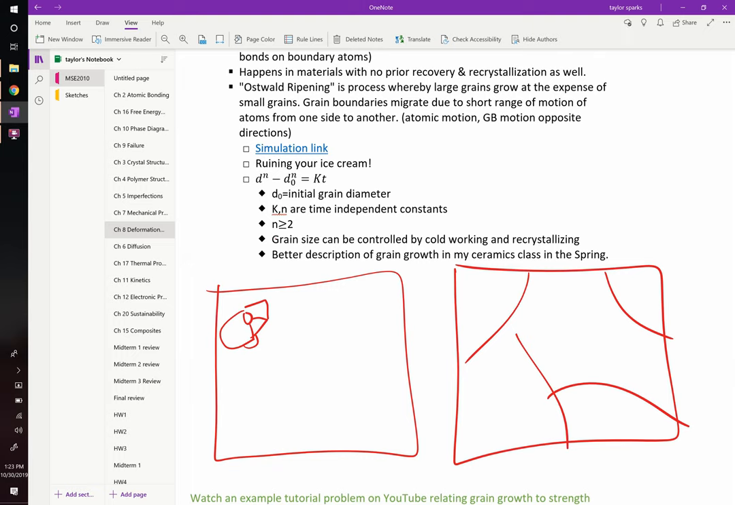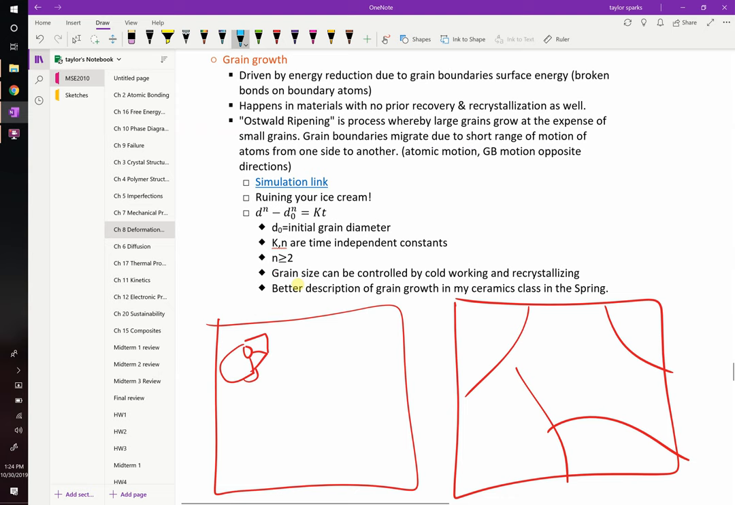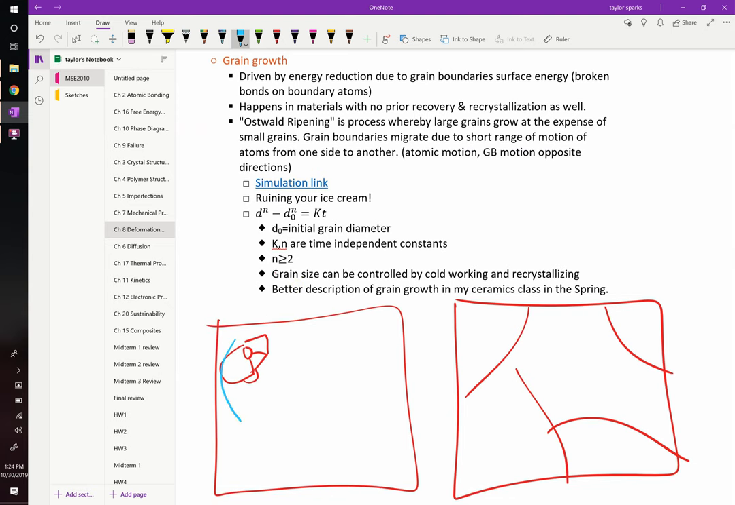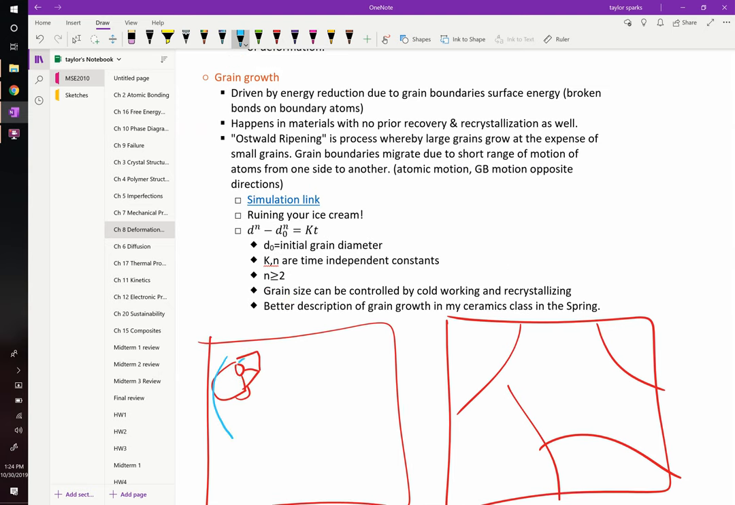Now, why does that happen? Why on earth does that happen? If you take a ceramics class, you'll learn a lot more about it. But the main idea is this. If you look at the radius of curvature here, like if we were to zoom in and try and draw that radius of curvature, this thing has a big radius of curvature right there, right? But this thing's got a really tight radius of curvature, really small. You guys see that? Depending on the grain size.